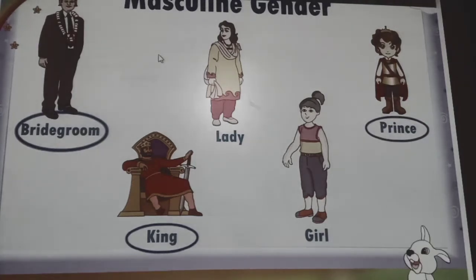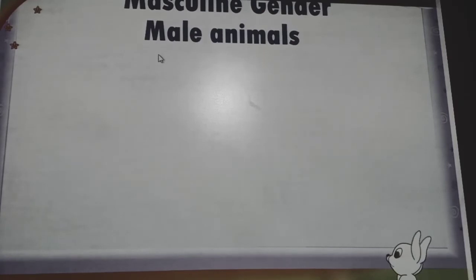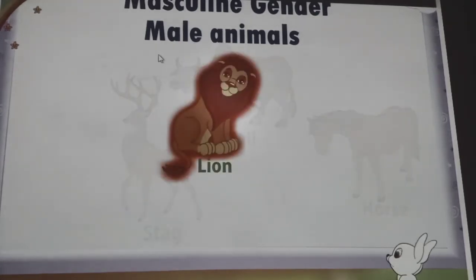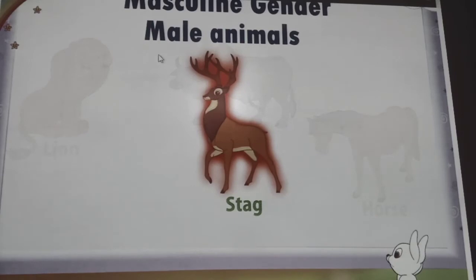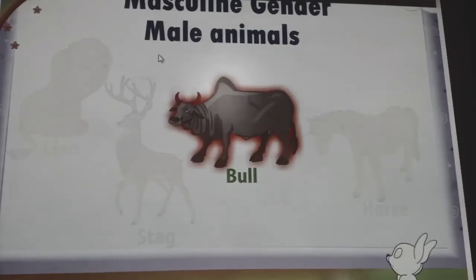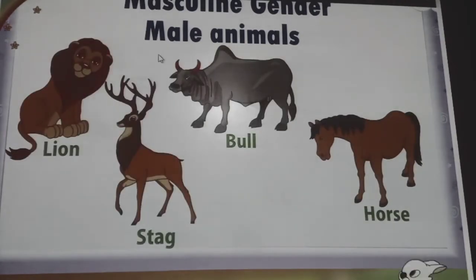Let's read the names you have circled. Correct. King, prince, bridegroom. Rainbow, did I leave out something? Oh, sorry. Male animals. Let us see these pictures. Here's a lion. He really looks like the king of the jungle. See the stag with his antlers. Who's next, Rainbow? Yes, indeed. The bull follows next. And finally, the horse. Let us circle these male animal names in blue.